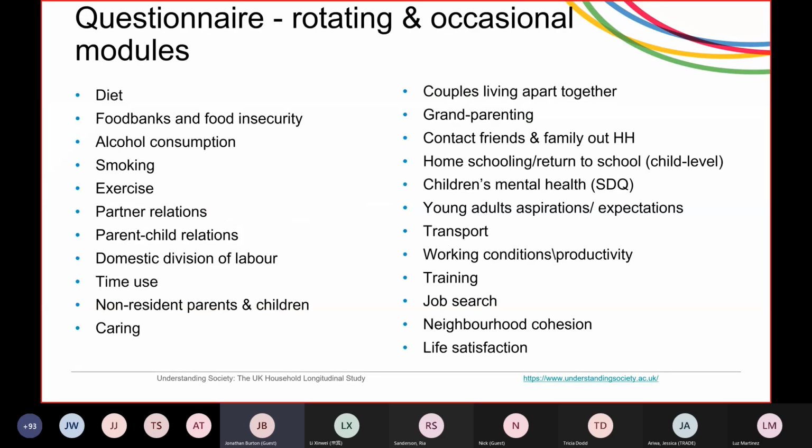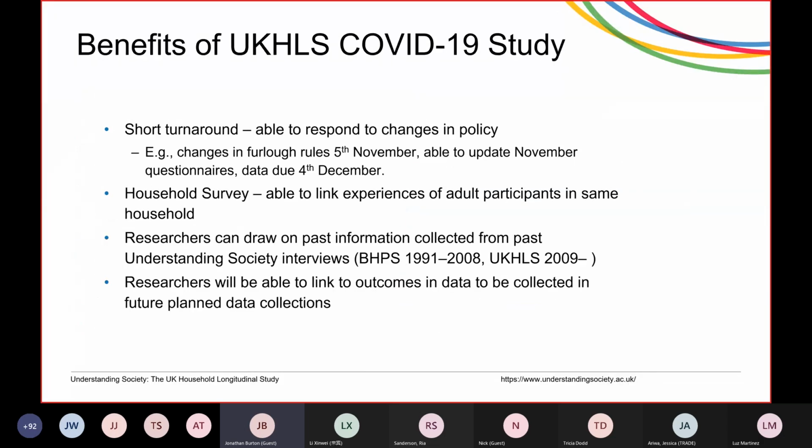But then we have quite a lot of rotating or occasional modules. We issue out consultations for people to suggest topics for us to cover. And so there's quite a large number of other modules that we cover, particularly things like homeschooling and return to school, where we collect the information at the child level. So that's been really useful for researchers.